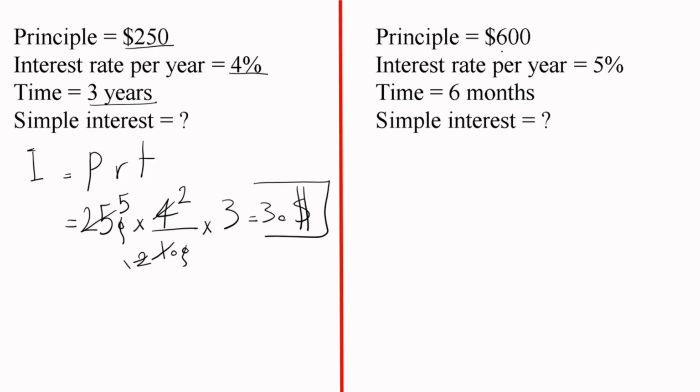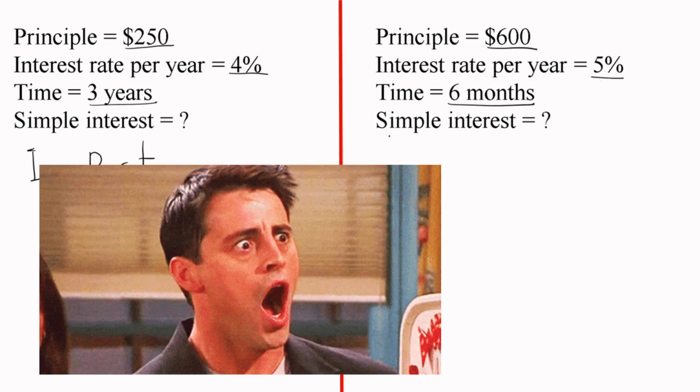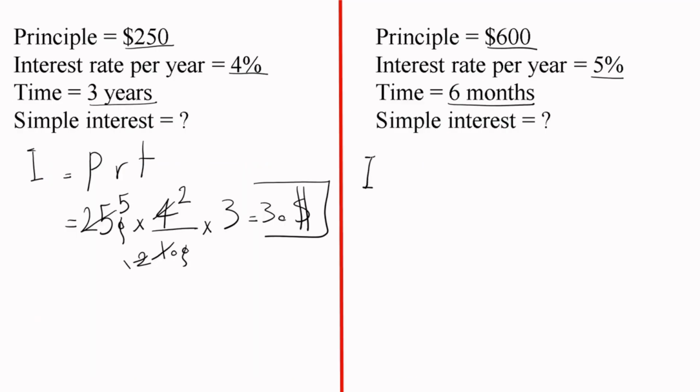Here we have the principal, which is equal to $600. Interest rate per year is equal to 5%, but time here is based on months. Okay, let's calculate it. Units are not corresponding and we need to convert the units. P, R, T. What is P? Here it is 600. What is rate? 5% per year. So I'm going to write 5 over 100.